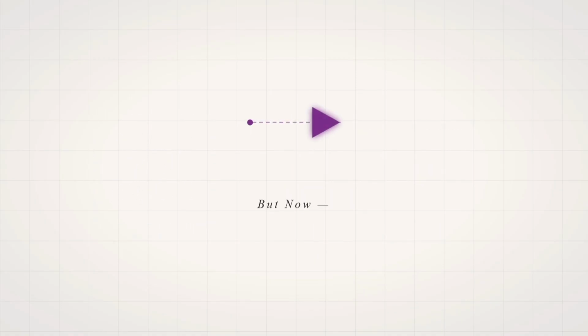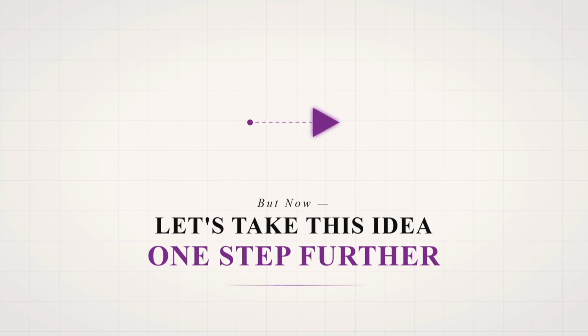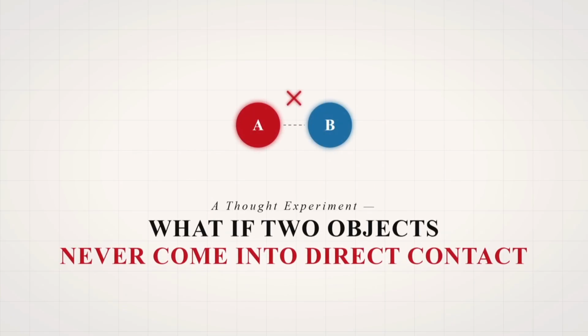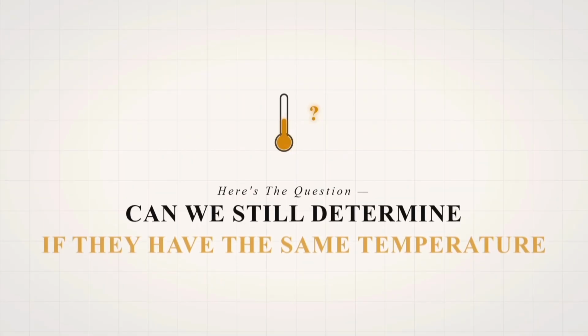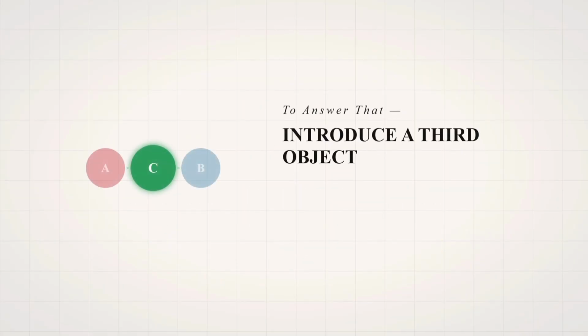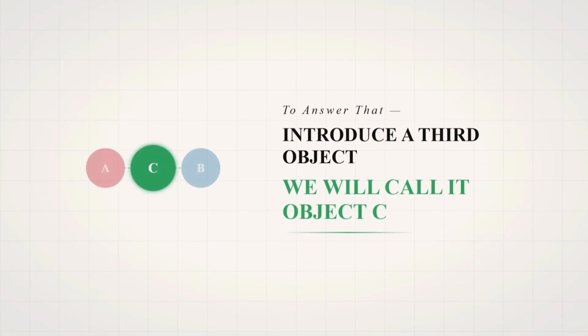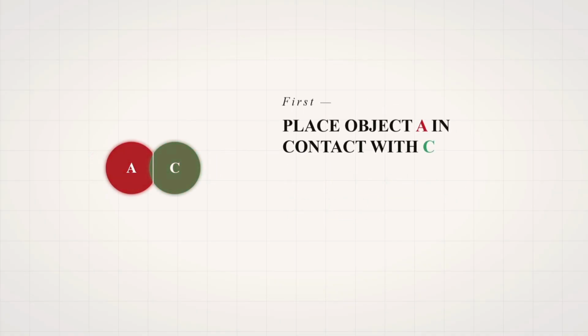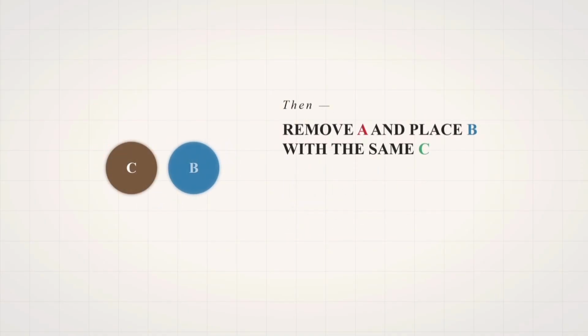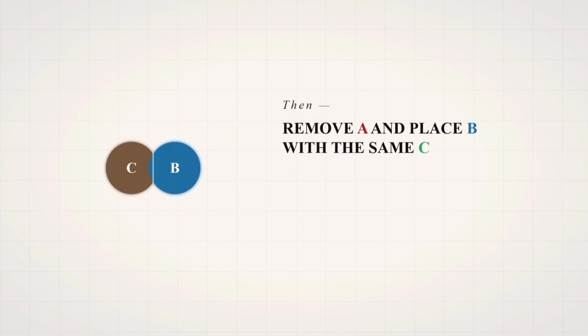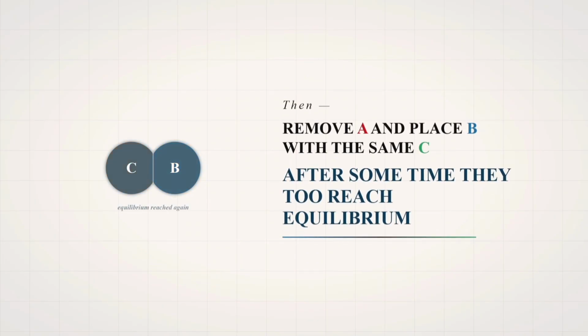But now, let's take this idea one step further. What if two objects never come into direct contact with each other? Can we still determine whether they have the same temperature? To answer that, imagine introducing a third object, which we'll call Object C. First, place Object A in contact with Object C, and wait until they reach thermal equilibrium. Then remove Object A and place Object B in contact with the same Object C. After some time, they also reach thermal equilibrium.